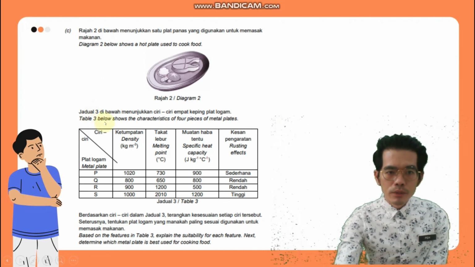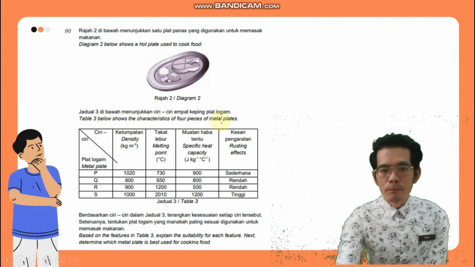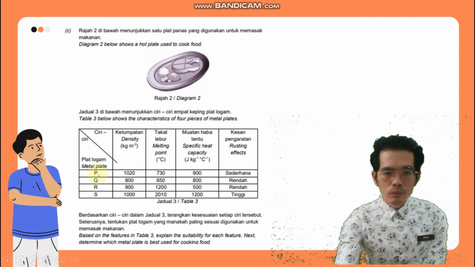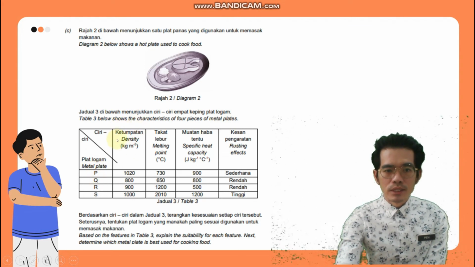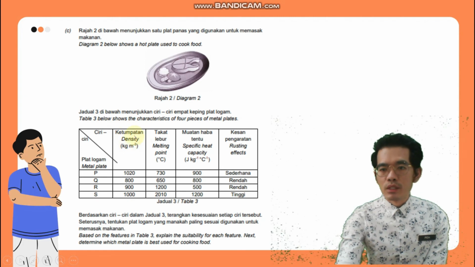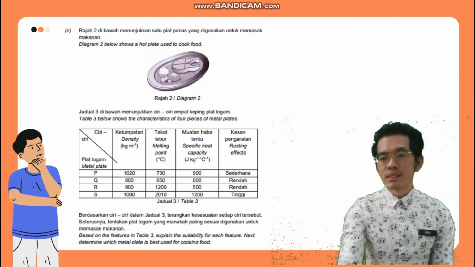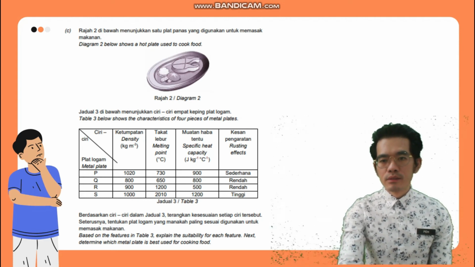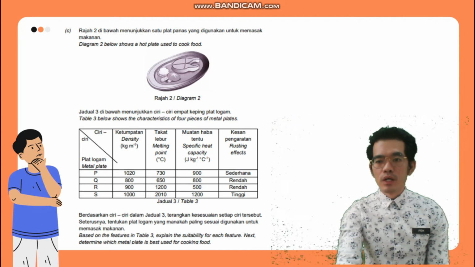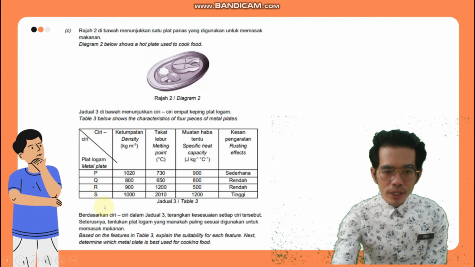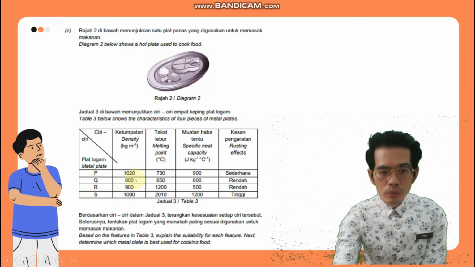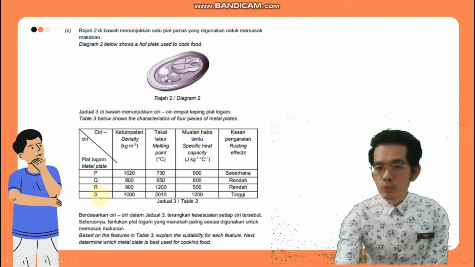Table 3 below shows the characteristics of 4 pieces of metal plates. Here we have P, Q, R, S. The first characteristic we discuss is the density. We need to choose low density, or low mass, because low mass material will be lighter, so that we can easily handle it. Easy to carry. So here we can choose material Q or R. Both of these are lower compared to P and S. This is what we expected.